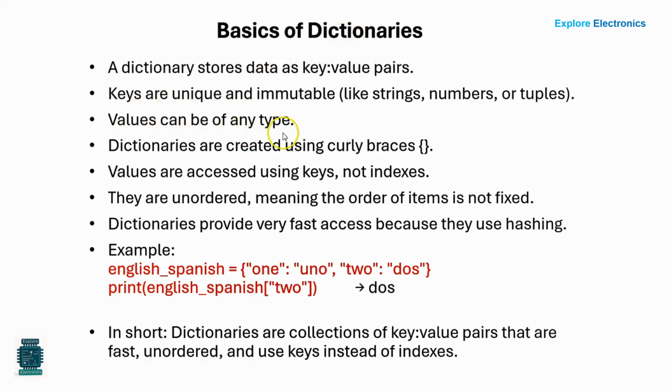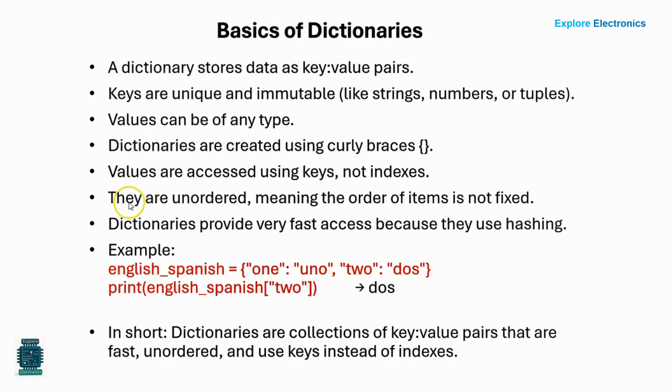Values can be of any type. Here the values are there, no? Dos and uno. It can be of any type, that is a string, a number, anything. After that, dictionaries are created using curly braces. If you observe here, it is created using curly braces. Values are accessed using keys, not the indexes. Here, I have accessed the values using keys one and two, not the indexes. Here we don't use the indexes. We take the keys to access the values.